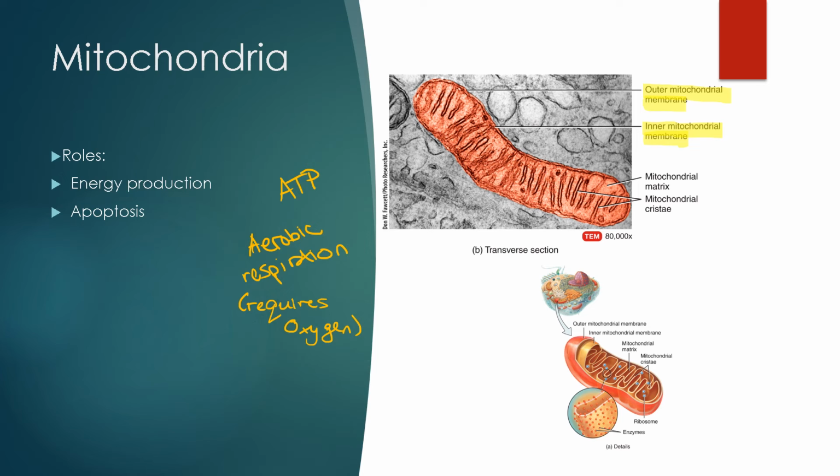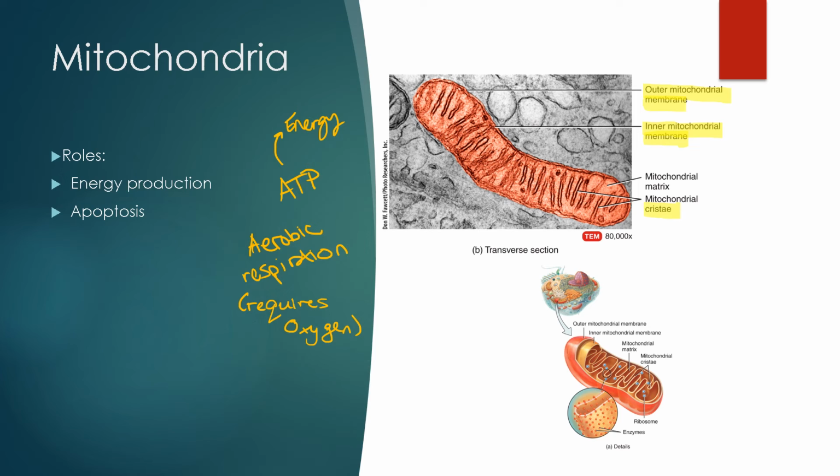There's going to be these really elaborate folds that we call cristae that provide a really enormous surface area for chemical reactions that are part of the aerobic phase of cellular respiration. And remember, these are going to be the reactions that produce most of a cell's ATP. Remember the ATP, this is going to be the energy for a cell.